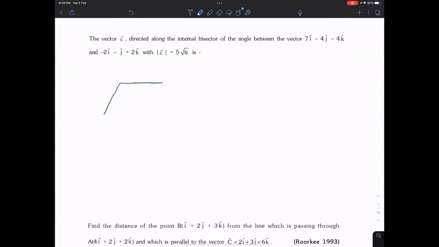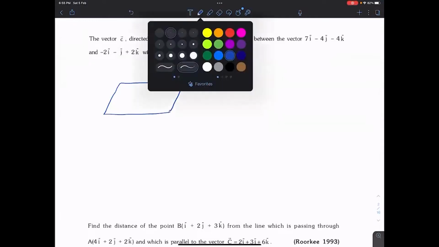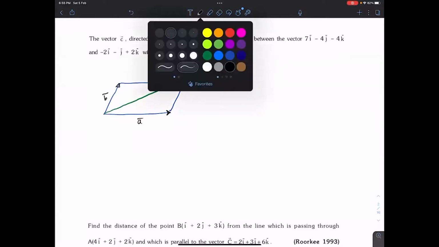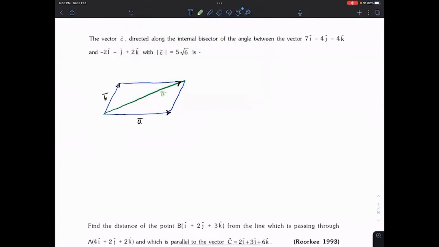If I draw a parallelogram like this, then in this parallelogram, you will have two diagonals. One diagonal like this. So you all know what I mean. If this is A bar, a very common figure, and B bar, then the green color vector, what will it be? It will be A bar plus B bar.